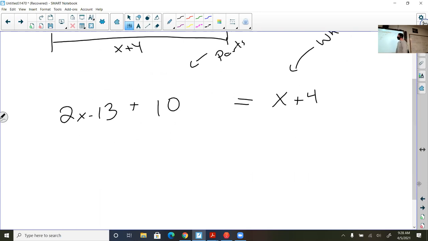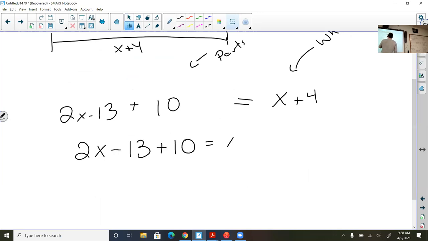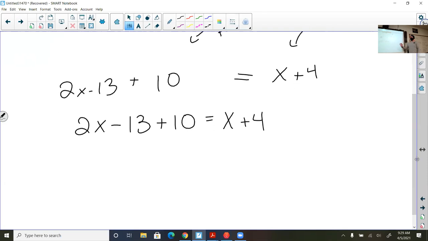And now that I have this equation, I'm just gonna rewrite it so it looks a little nicer. And the next thing that we want to do to solve this is that we want to get all the variables on one side and all the constants on the other. Now you have a couple different ways to do this. You could simplify and combine like terms first, or you can move everything separately.